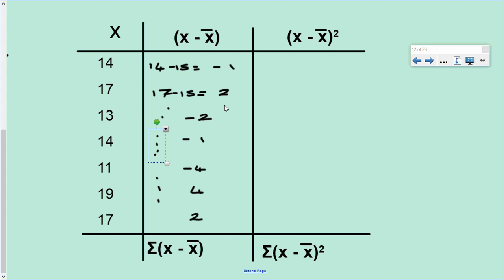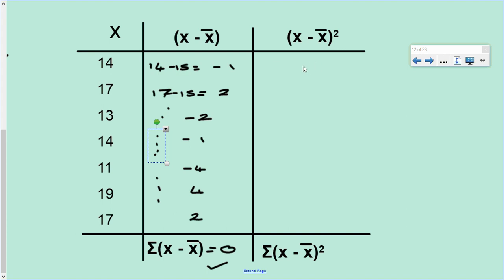Now if we add all them up, we get 0, okay, which is correct. Again, we're looking for that unless we have rounded our mean at all, and we should always get 0 in there. In general you're not really going to have to round your mean. Normally it comes out as a nice round answer.